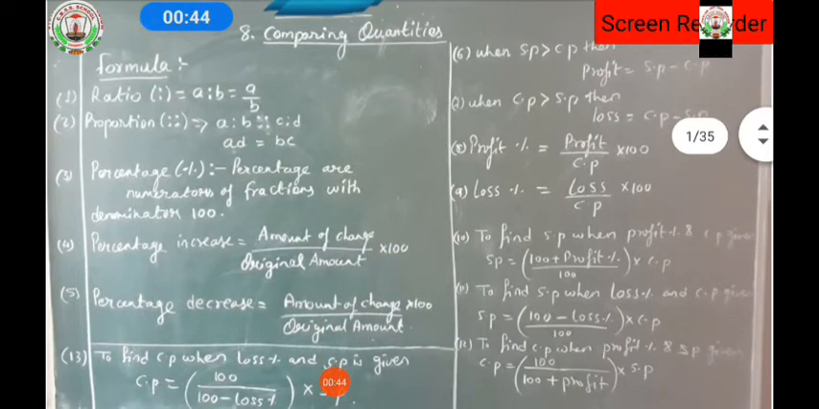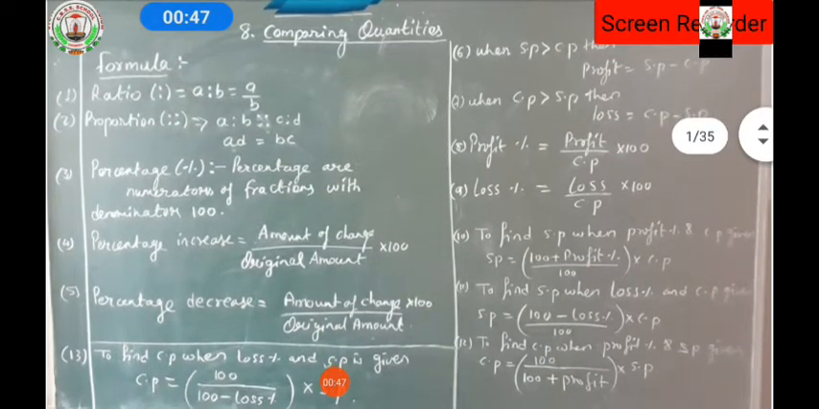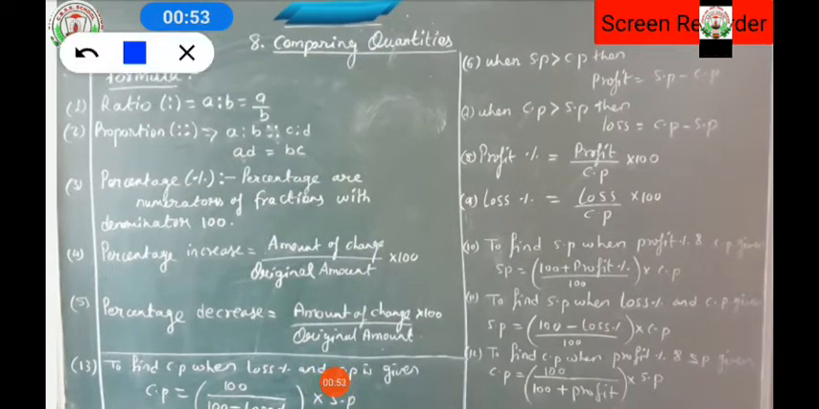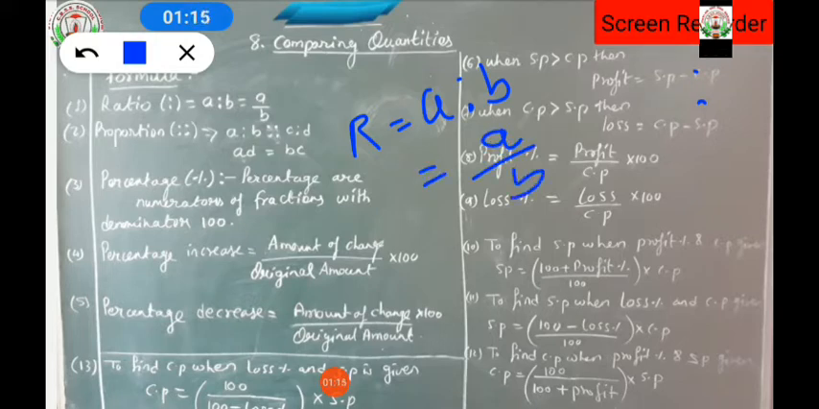You people had already studied ratio in class 7th. Again we have the same formula. So what is ratio? As we know, ratio is the comparison of two quantities, and it is denoted by two dots. It is read as "is to". So what does it mean? It means A upon B, where A and B should have the same unit. Then only they can be compared as a ratio.